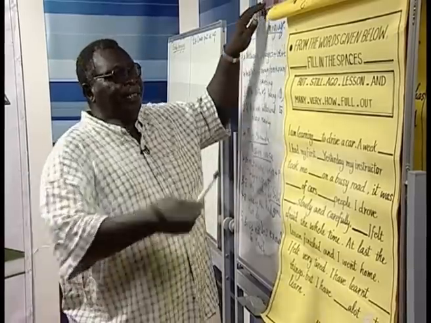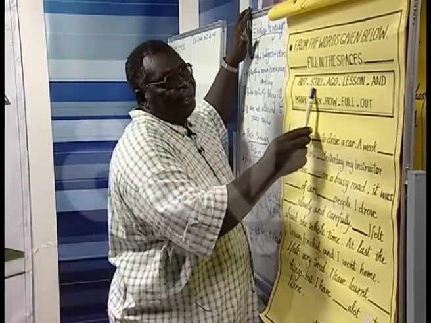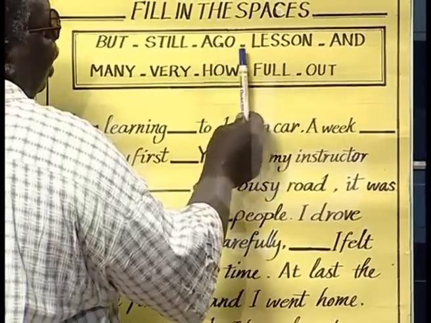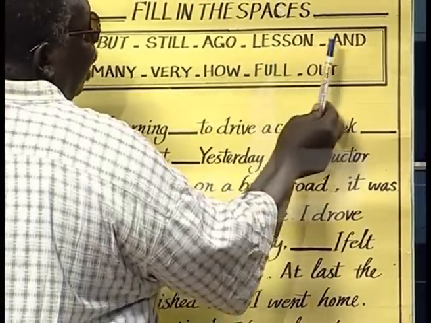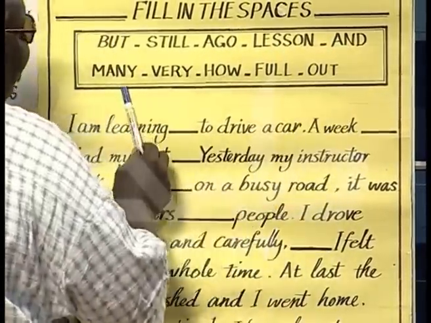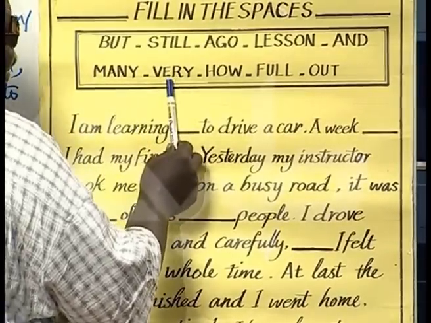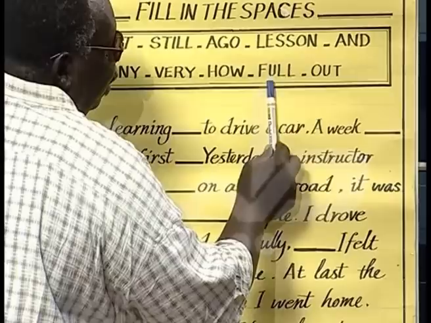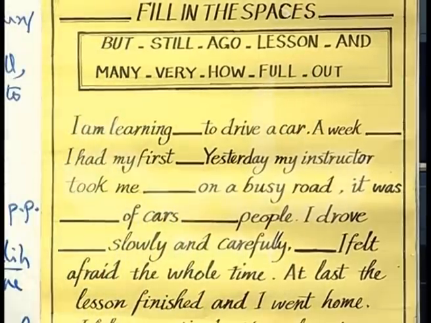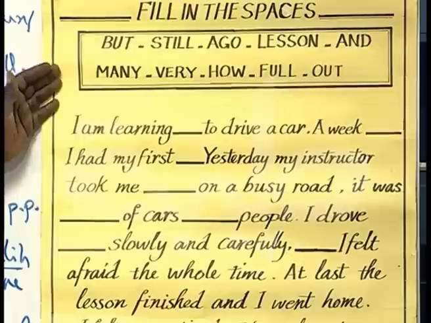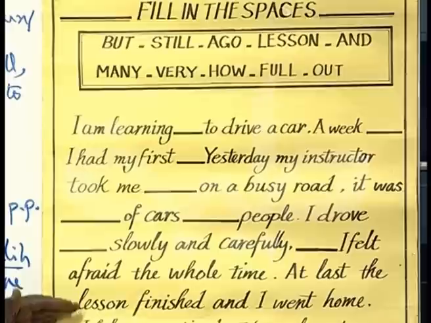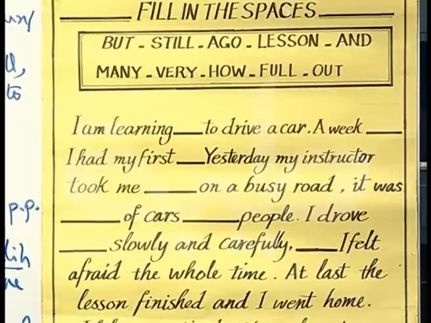Here we have the words, كلمات: but, still, ago, lesson, and, many, very, how, full, out. These are the words. So after you read the words, you read the passage, the text, القطعة, before you begin answering. This is the thing that you must do.